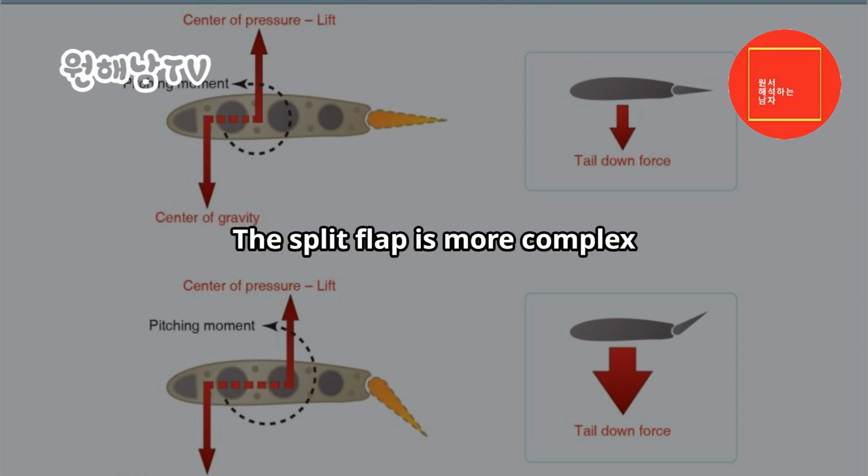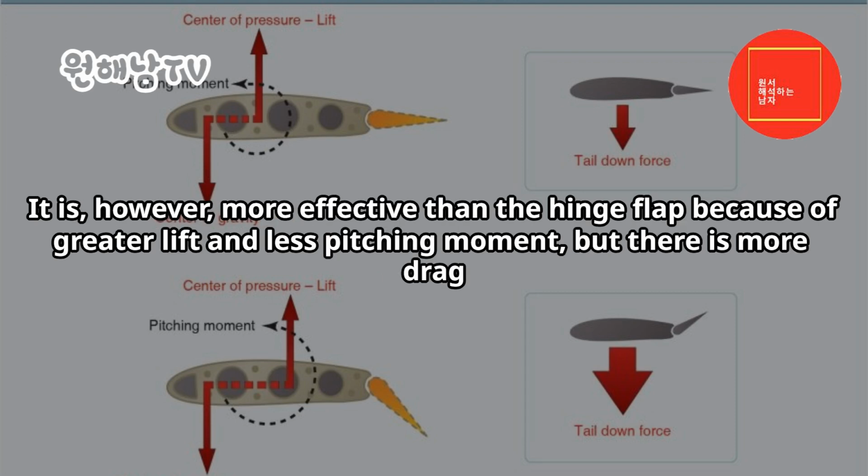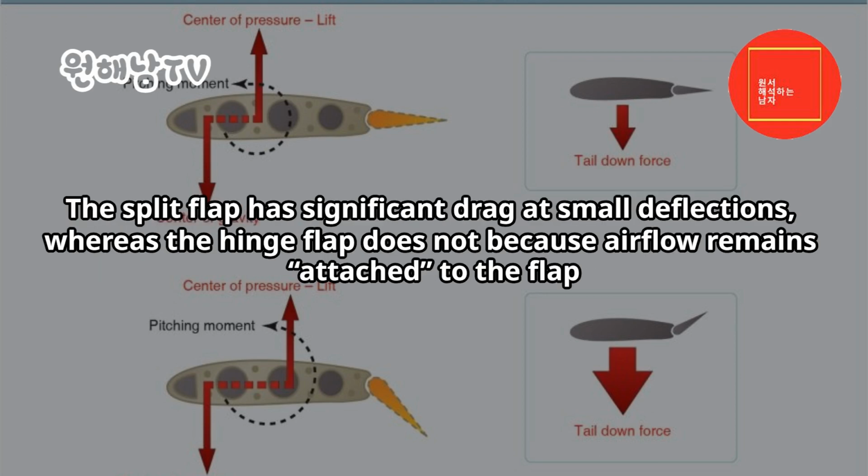The split flap is more complex. It is the lower or underside portion of the wing. Deflection of the flap leaves the upper trailing edge of the wing undisturbed. It is, however, more effective than the hinge flap because of greater lift and less pitching moment, but there is more drag. Split flaps are more useful for landing, but the partially deflected hinge flaps have the advantage in takeoff. The split flap has significant drag at small deflections, whereas the hinge flap does not because airflow remains attached to the flap.